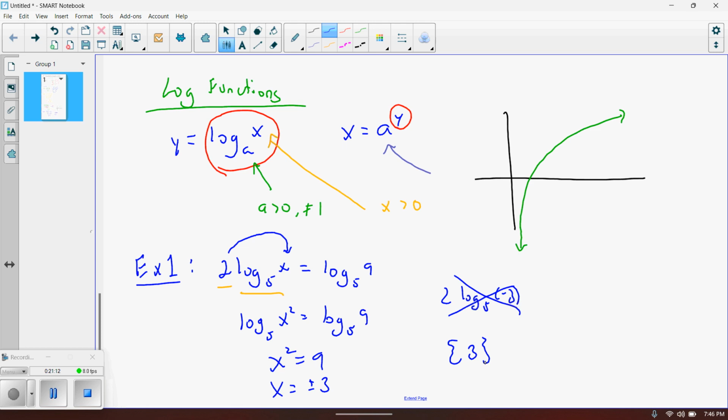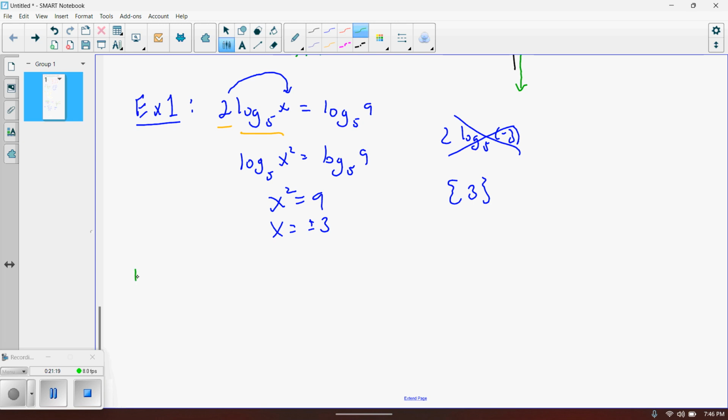All right, let's try another one. Let's go with log base 5 of x plus 6 plus log base 5 of x plus 2 equals 1. Okay, so in this case, we don't have logs on both sides.